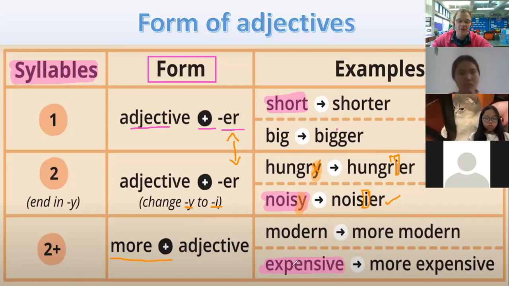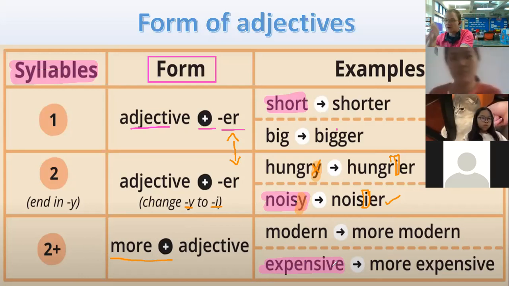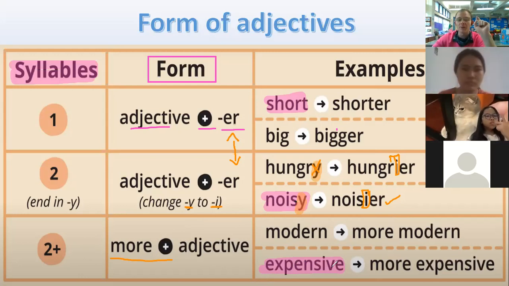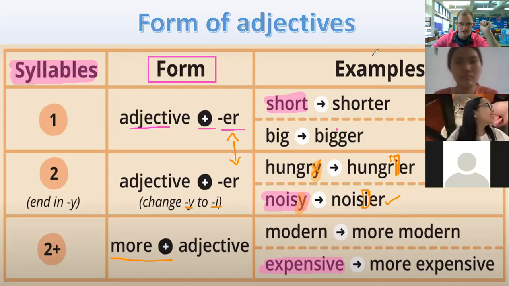Same with expensive. Expensive has more than two syllables. It has three. But when we use words with two or more syllables, we have to add the word more before the adjective. So expensive will become more expensive. You cannot say expensive-er. No, there's no such word. The jacket is expensive-er? No. It's more expensive. So just keep it in mind while we do our practice.